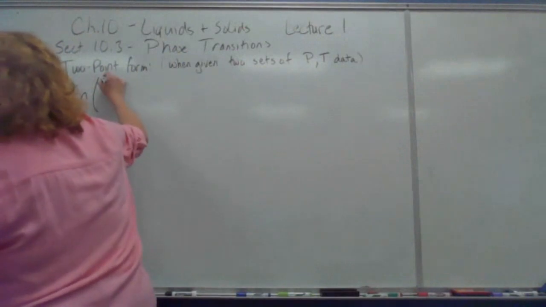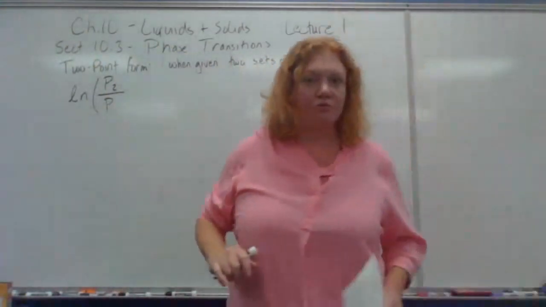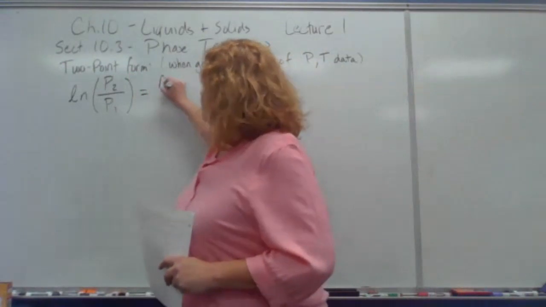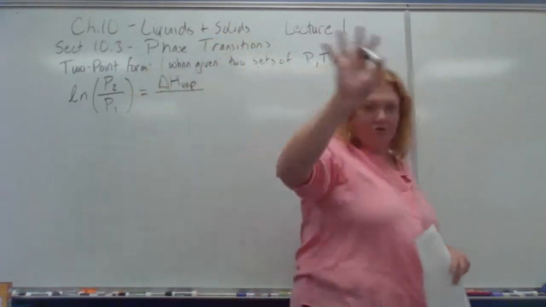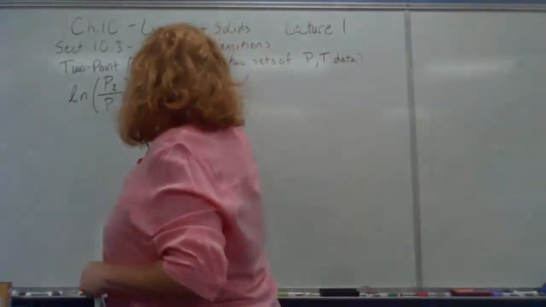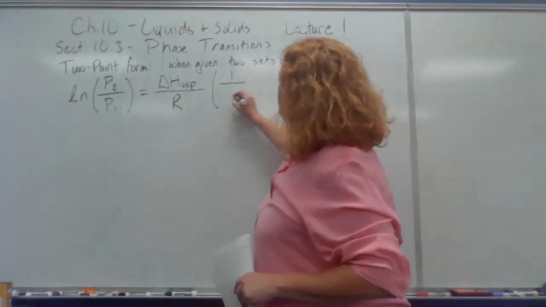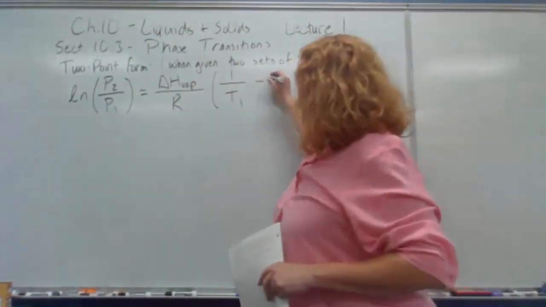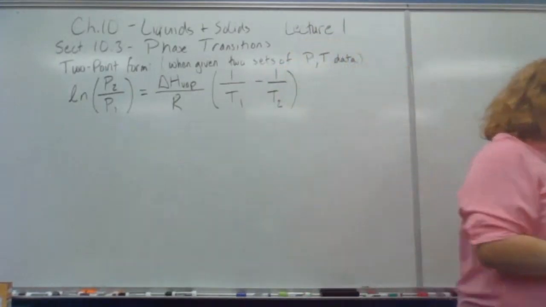Natural log of your second pressure data point. So we're going to have a set 1 and a set 2, right? P2 over P1 equals delta H. Now notice in this version that we are using, the negative sign is no longer there in front of delta H, right? It was over here. It's not here. Divided by R times 1 divided by T1 minus 1 divided by T2. And there's our form, okay?